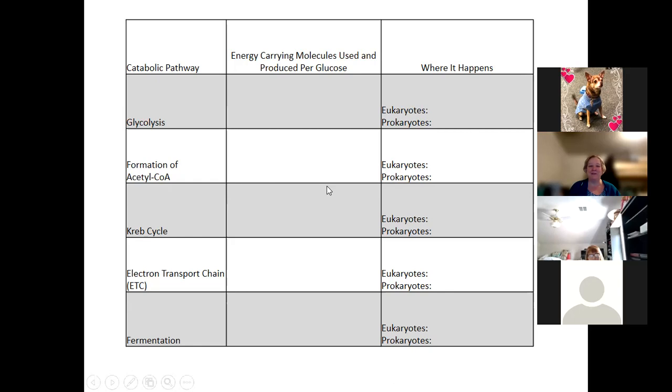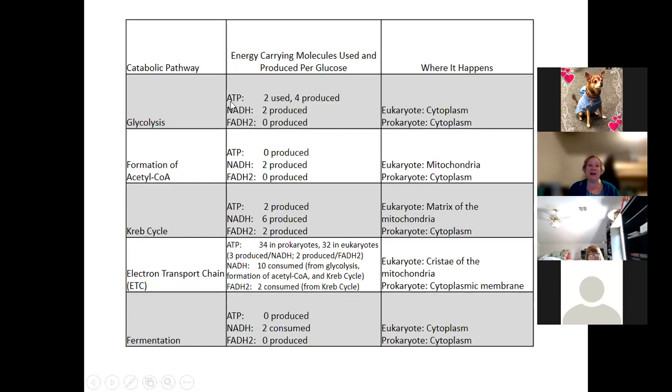All right, let's go to the answers of this table. So in glycolysis, we use 2 ATP and we produce 2. We produce 2 NADH and we don't produce any FADH. Both eukaryotes and prokaryotes do this in the cytoplasm. Formation of acetyl-CoA, that intermediate step: no ATP, we do get 2 NADH, no FADH2s.